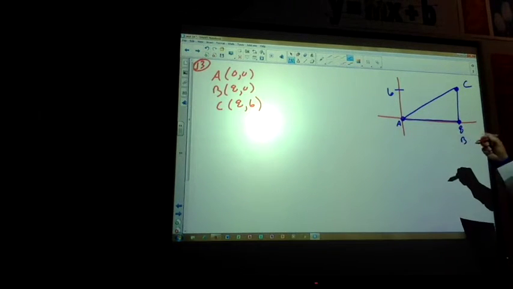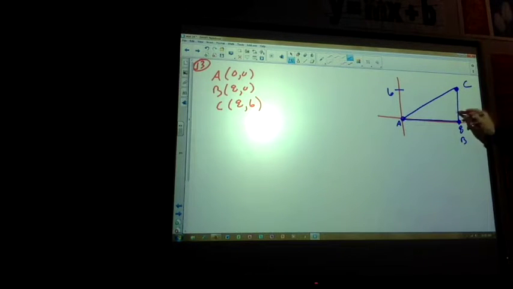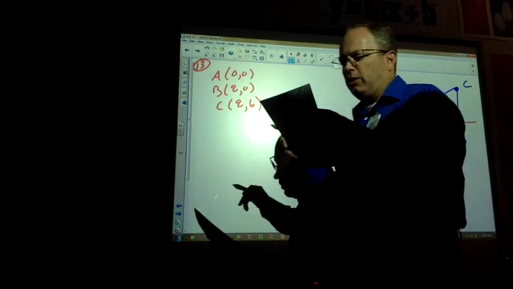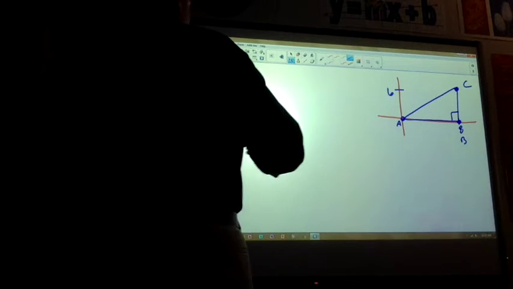What kind of triangle does that look like? Right, it looks like a right triangle. So if it's a right triangle, do we know the base and the height? Yes, we do. Draw points A, B, and C. Find the length of A to B.